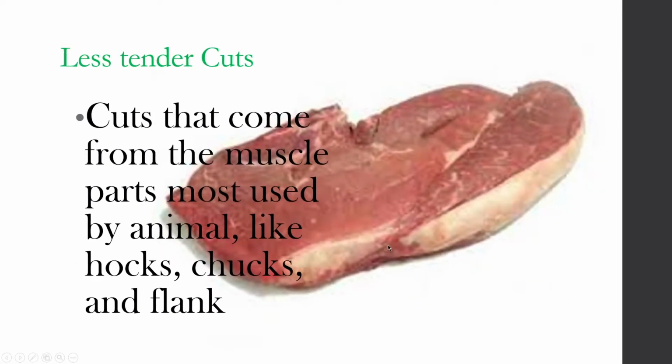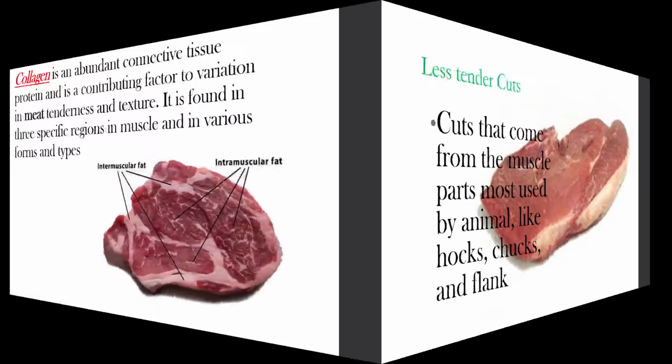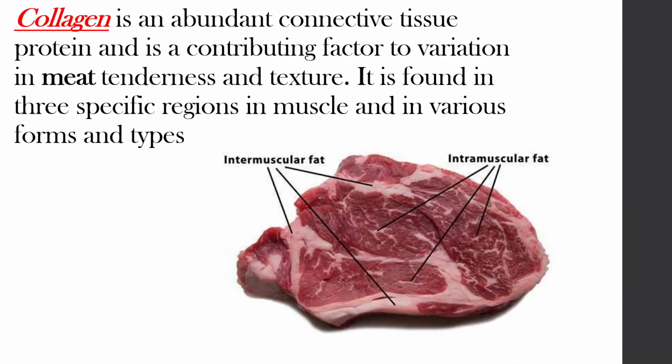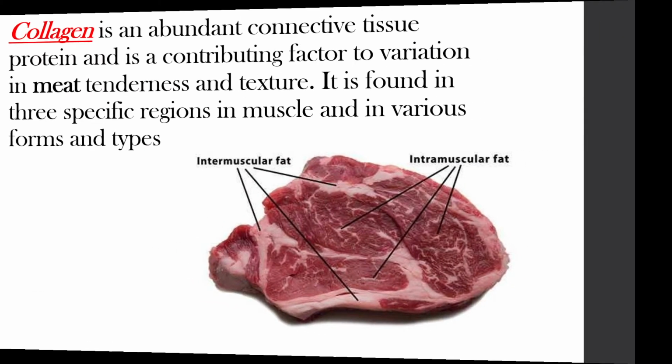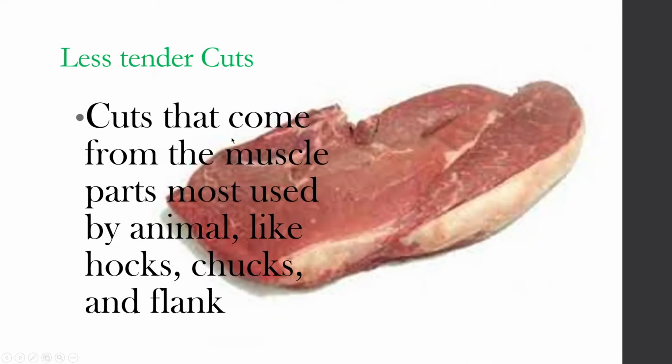Next, we have the less tender cuts. So, if tender cuts are the weak muscle part of an animal, less tender cuts come from the muscle part most used by an animal, like hocks, chucks, and flanks.